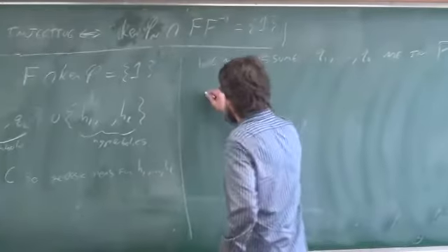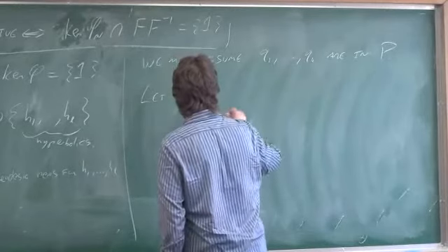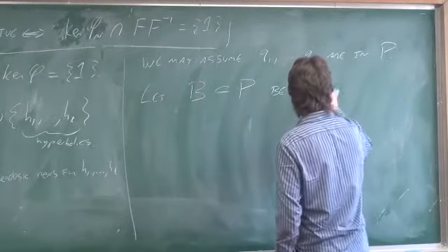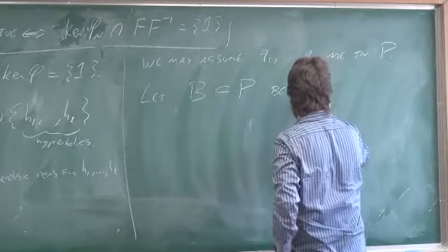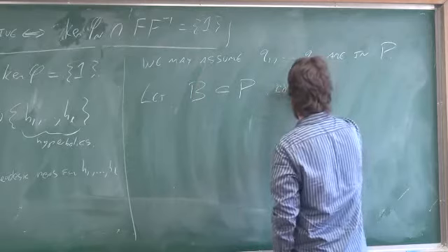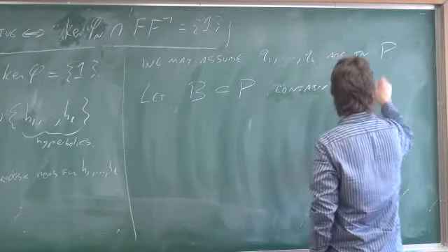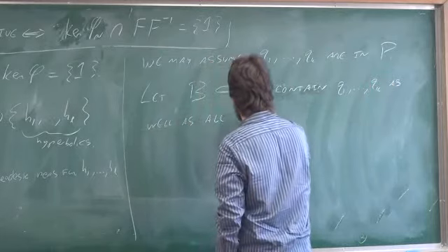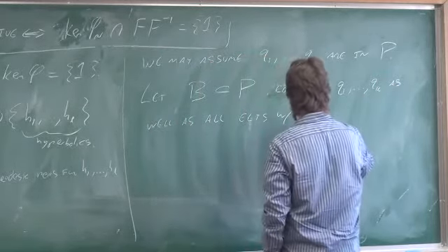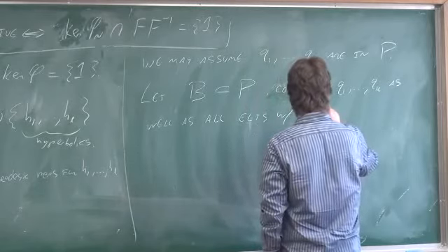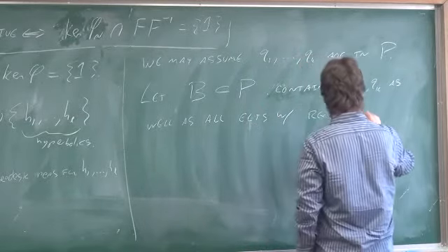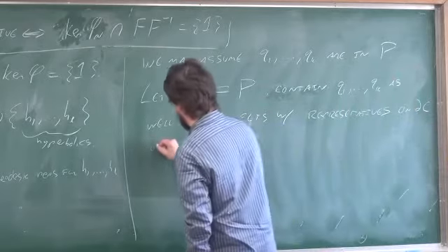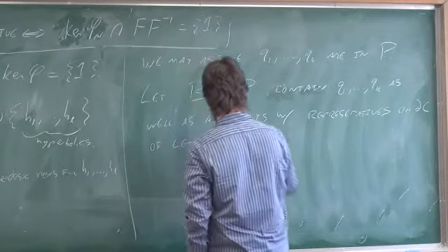So now we're going to let B sitting inside P contain those Q1 up through QK, as well as all elements with representatives in the free homotopy class on boundary of C of length less than 2 pi.